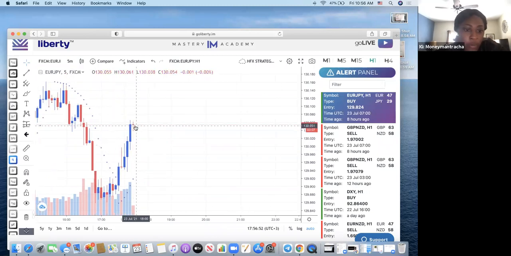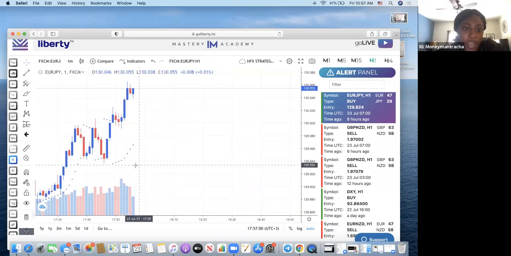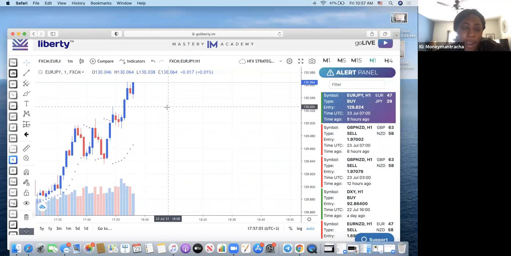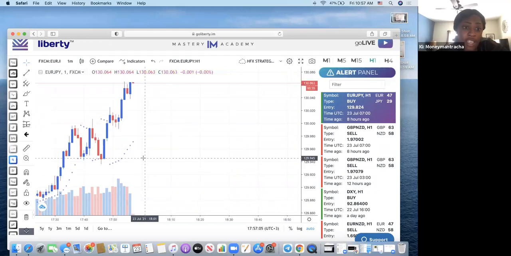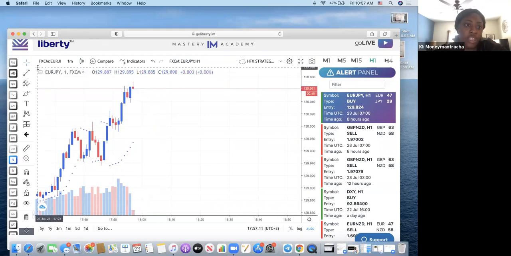Look at this one. We got a red candle, but it's below. I mean, it's above the dot, but it's a red bar. So we're going to wait or go to the 1 minute, right? And we got the confirmation on the 1 minute to get in for a buy on Euro JPY. I mean, you guys can test this out, right? You can test this out. You can delete your indicators or only use the indicators that you like.